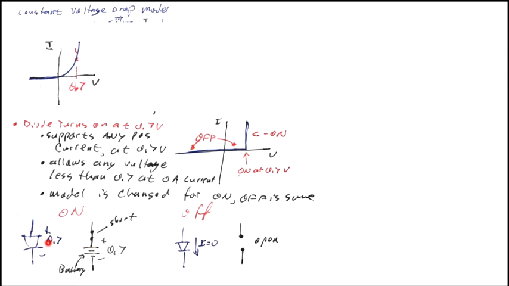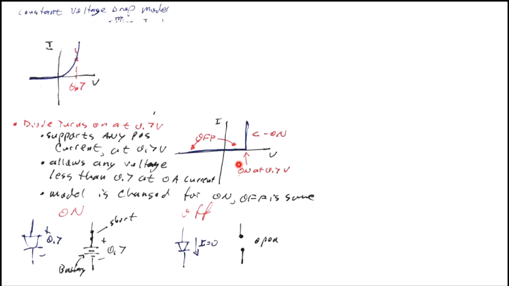So the on situation is, we say we got 0.7 volts across the diode, and we replace it, instead of really with a short, we replace it with a battery, or you could say we replace it with a short in series with a battery. And when it's off, the battery might still be there, but it's an open. And this model is pretty easy to use.